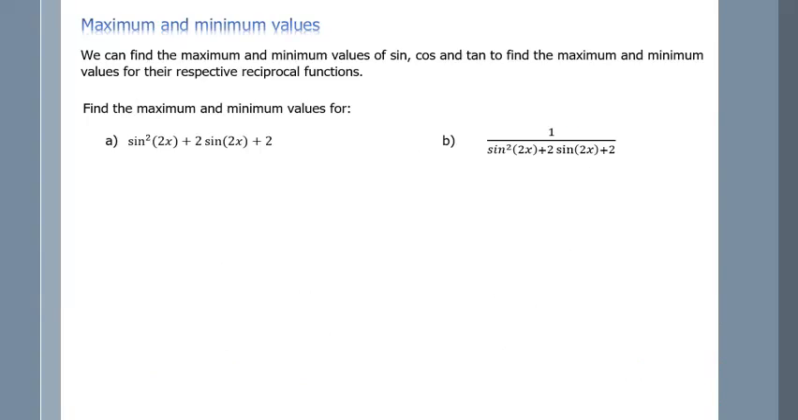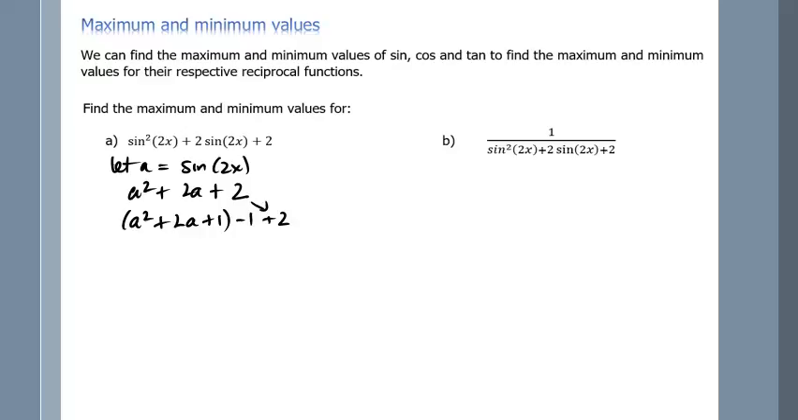Similarly to before, we can use a substitution. Let a equal sine of 2x, so we end up with a squared plus 2a plus 2. That's the same as a squared plus 2a. A half of 2a is 1, I'm completing the square. I've added 1 on, so I've got to subtract 1 off, and then I've also got my plus 2 that I had originally. That can be written as a plus 1 squared, minus 1 plus 2 is plus 1. We can't do anything with this, it's not a difference of two squares, but we can substitute sine 2x back in, so I get sine 2x plus 1 squared plus 1.